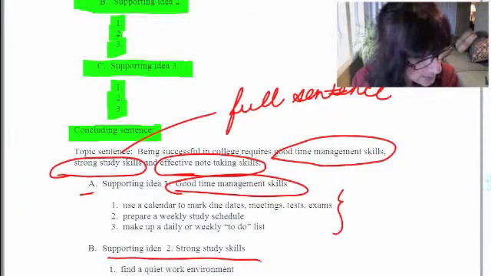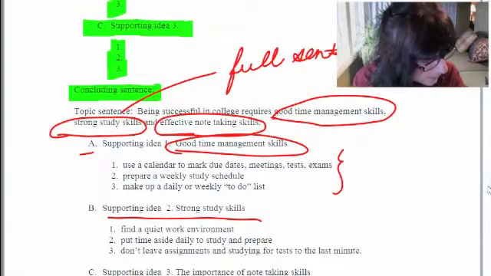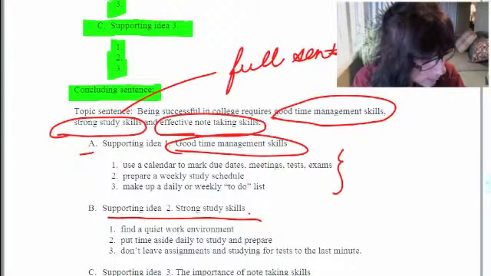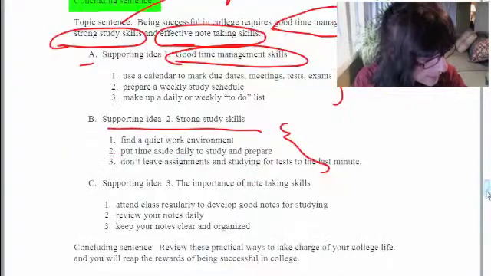Then here's your second supporting idea, and then you might say in your paragraph, the next skill that you need in order to succeed in college would be strong study skills. And here are your 3 points. Find a quiet work environment, put time aside daily to study and prepare, and don't leave assignments and studying for tests to the last minute.